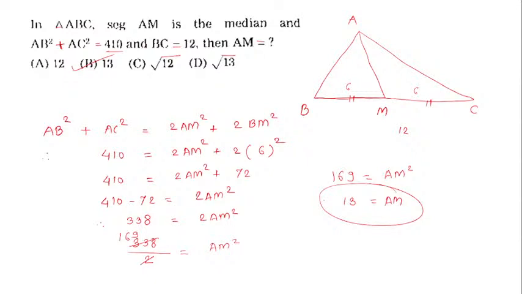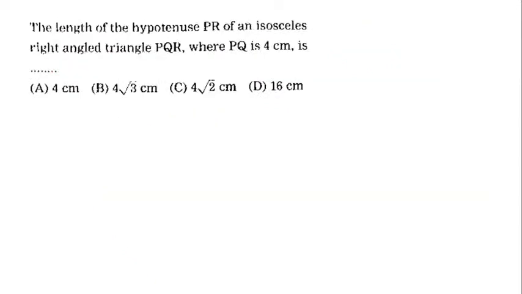Okay, now let's have the next question. The length of hypotenuse PR of an isosceles right angled triangle PQR, where PQ is 4 cm. So the question must be, what should be equal to PR? So that question may be there, some mistake is there. So for this question, an isosceles right angle triangle is given. So as it is a right angle triangle, and it is an isosceles right angle triangle.